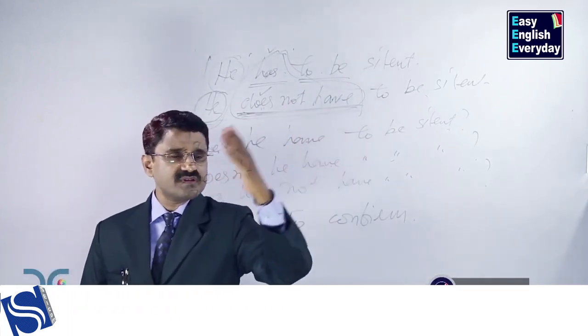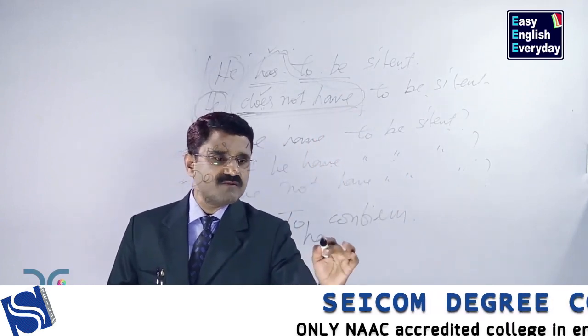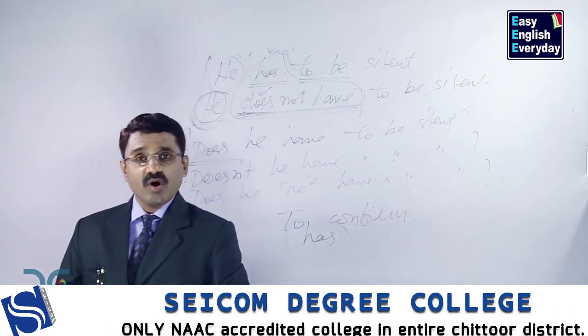Does she have to be with us? Doesn't she have to be with us? So this is the way of making use of has to talk about obligations.